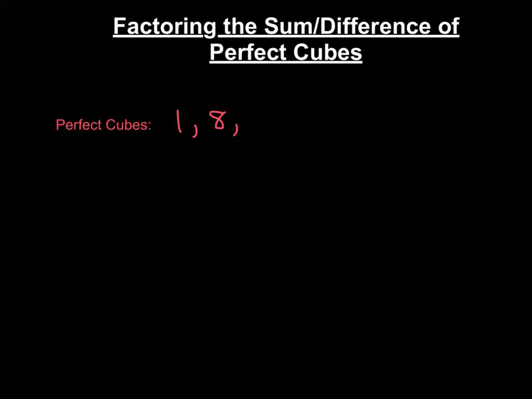3 cubed, 3 to the third power. 3 times 3 times 3 is 27. And then 4 cubed, in this list just keeps going. 5 cubed, okay, I'm just going to put a comma and dot, dot, dot.